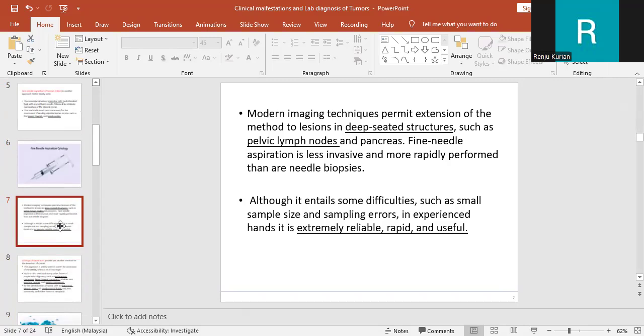Deep-seated organs like deep-seated lymph nodes, and FNACs from lung, liver, and brain also can be performed. The important advantages are it's extremely reliable, it is rapid, and it does not require anesthesia.